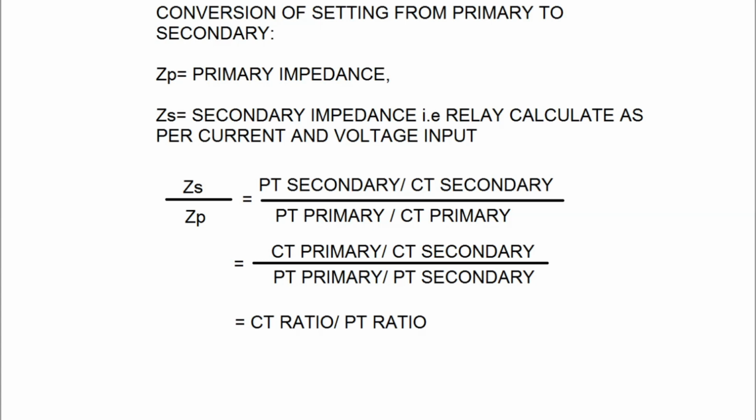So whatever the value of ZP, if we multiply it by the factor CT ratio by PT ratio, we get the value of the secondary impedance which is sensed by the distance relay. So this is how the conversion is done from primary to secondary value.